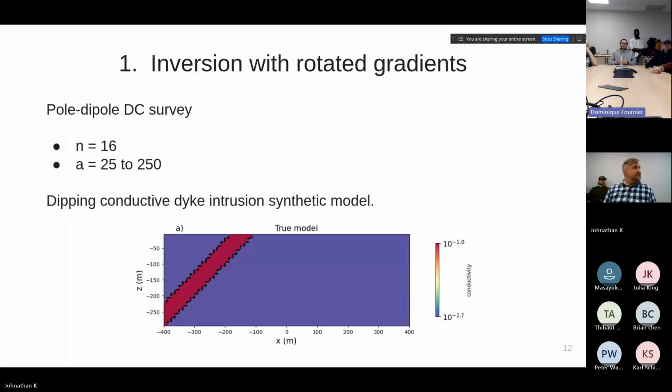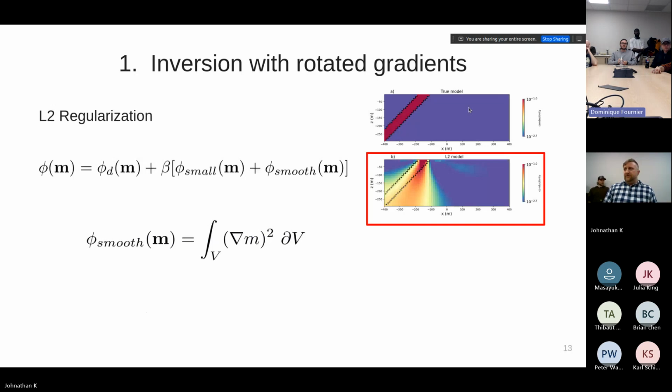If we just take a look at that, we do a simple pole-dipole DC survey, n equals 16. With survey equipment nowadays, you can collect more than one dipole spacing, so we do 25 to 250 meters to get some decent information. We do that over a dipping conductive dike intrusion synthetic model, so it's just a conductor and a resistor. If we carry out the L2 inversion, we get what we expected: just a blurry image and an ambiguous dip. It could be better, but we can use it to interpret.